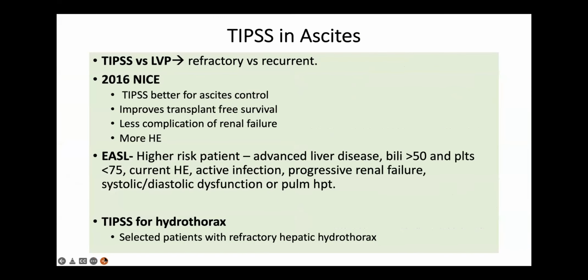TIPS in ascites. So you have a patient that has refractory or recurrent ascites. In the 2016 NICE guidelines, they said TIPS is better for ascites control. It improved transplant-free survival, with less complications of renal failure versus recurrent large volume paracentesis. But with the TIPS, the patients got more hepatic encephalopathy.